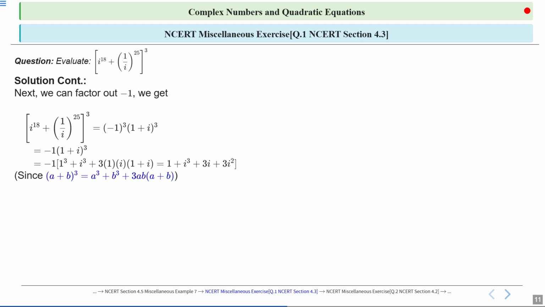So using here the binomial formula, the formula is a plus b whole cube equals a cube plus b cube plus 3ab times a plus b. Here substituting a equal to 1 and b equals iota, we get minus 1 times 1 cube plus iota cube plus 3 times 1 times iota times 1 plus iota equals 1 plus iota cube plus 3 times iota plus 3 times iota square.